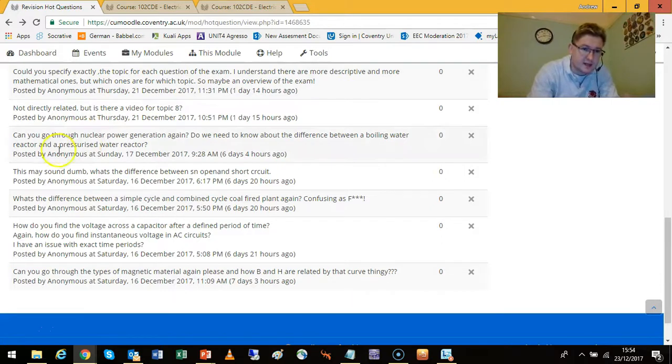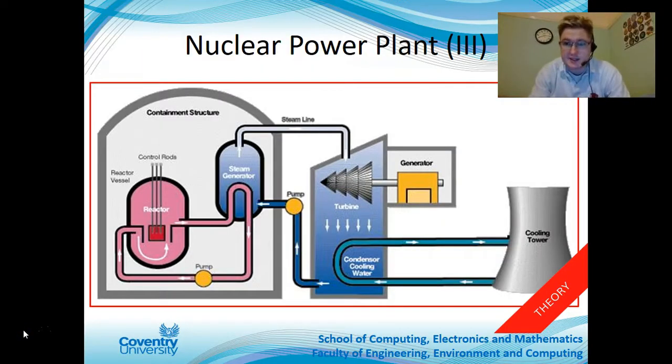Okay, the next one is, can you go through nuclear power generation again? Do we need to know the difference between a boiling water reactor and a pressurized water reactor? Someone's obviously been watching topic 16's video. So yes, there are 2 main power generation techniques for nuclear. Let me pull up those slides. This is a particular slide, and as you can see, it's got the red boundary around it, so it's an important piece. You'll just need to know about conventional power. You won't need to know the difference between a pressurized water reactor and a boiling water reactor in this case, just the boiling water reactor one, which is this one here.